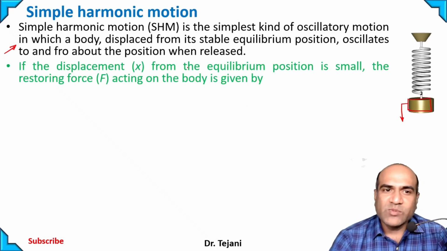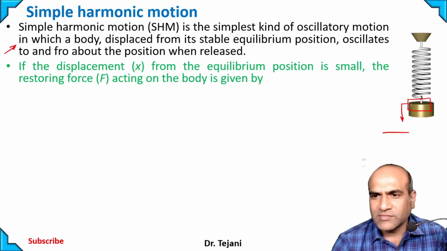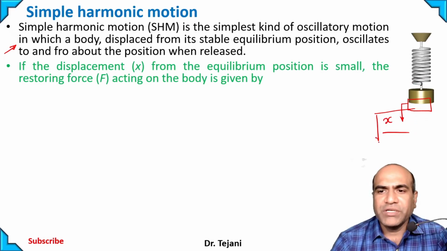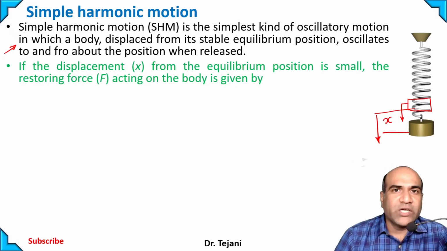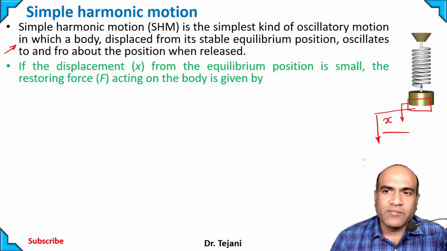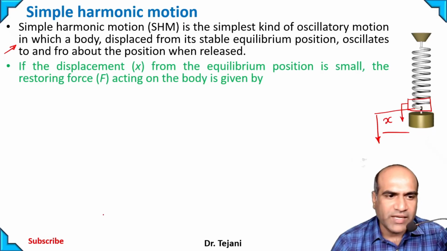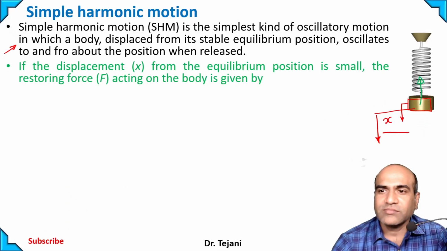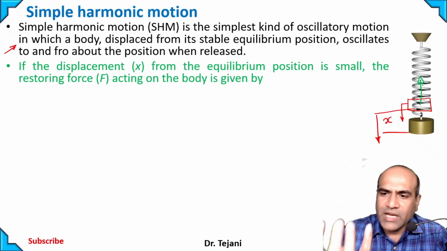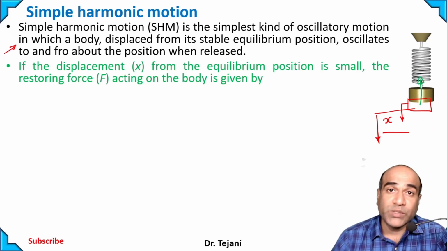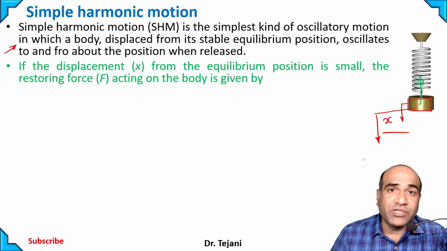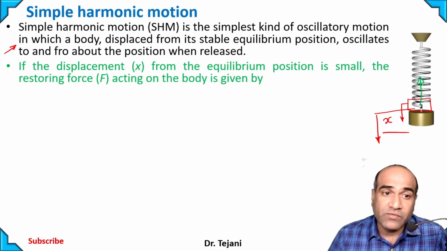So if I move this system from its equilibrium position by a displacement x, pushing it in the downward direction, where x is very small, what happens? Because of that, it generates a resistive force. If I pull this body in the downward direction, because it is attached to a spring, the spring tries to push in the opposite direction. It is because of the spring force, that is a restoring force.